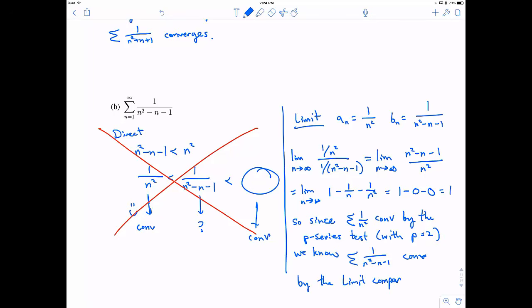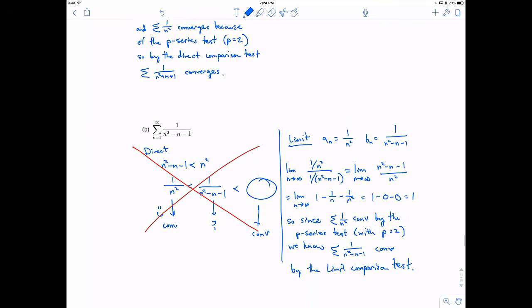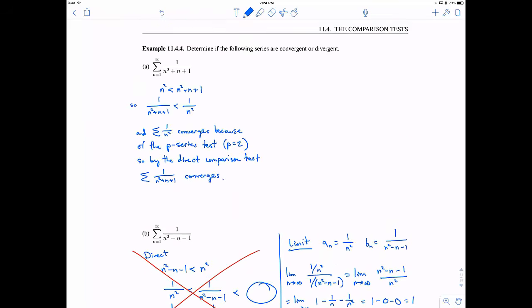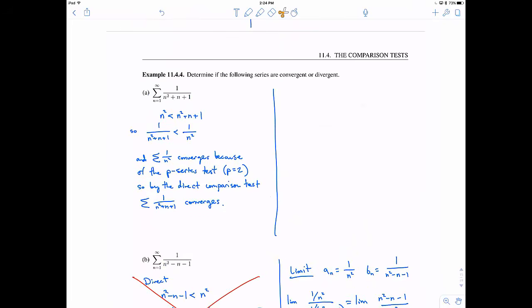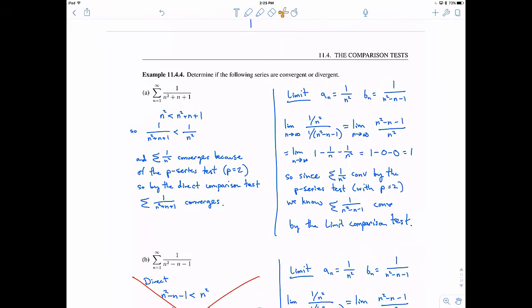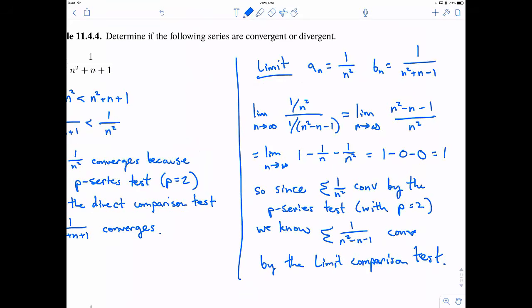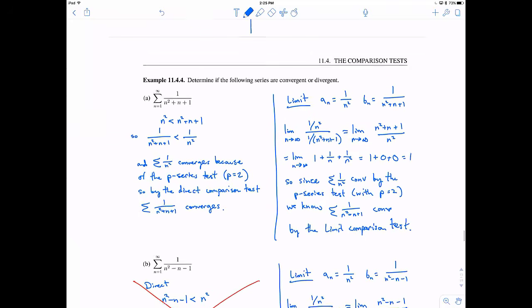So although we could not apply the direct comparison test with 1 over n squared, we can apply the limit comparison test. And in fact, if I was to essentially just copy and paste back up for part A, you can see that you could also apply the limit comparison test here. All I'd have to do is change these minuses to a plus, minus to a plus, minus to a plus, and then you get 1 plus 0 is 1. And there we go. So in fact, the limit comparison test seems to be stronger.